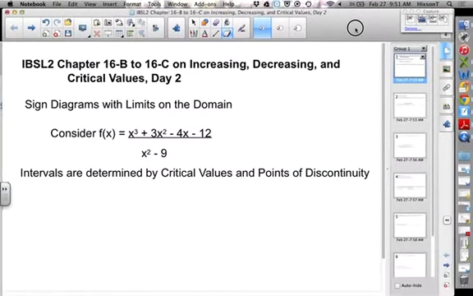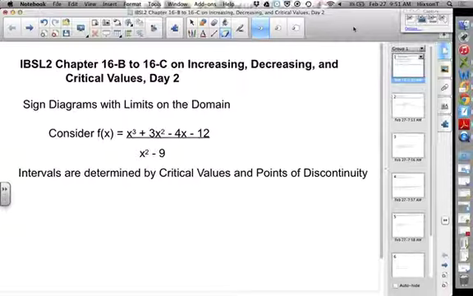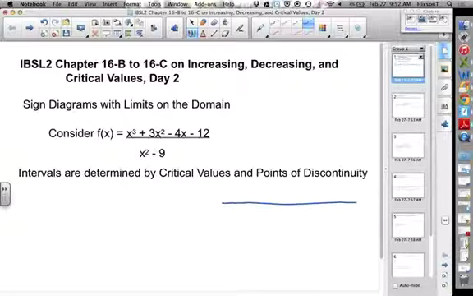Now, what I want to look at today is the sign diagram when there's more than just the critical values that we have to take into account. Alright, here we have a rational function. And what we find is that any points of discontinuity, whether it is a hole or whether it's an asymptote, those are points that we also need to consider as we develop our sign diagram. So if this is going to be my sign diagram, I need to find critical values, but I also need to find things that are limited from my domain, or excluded from my domain.